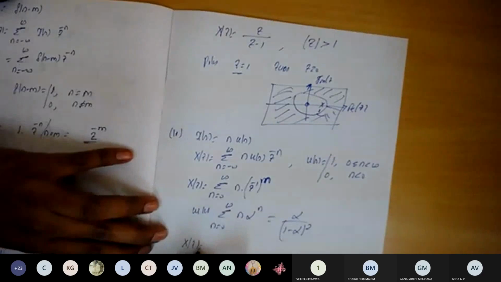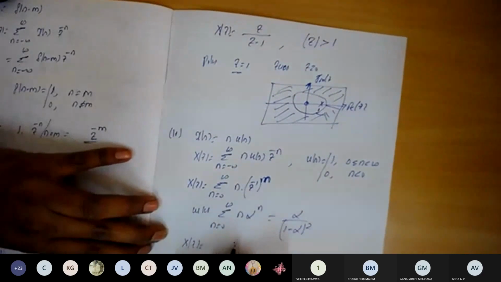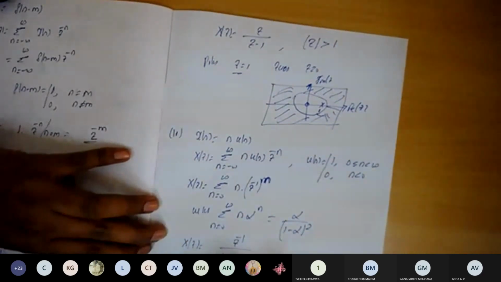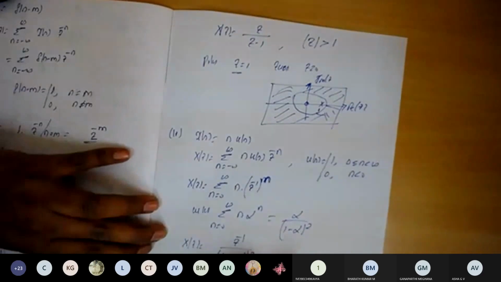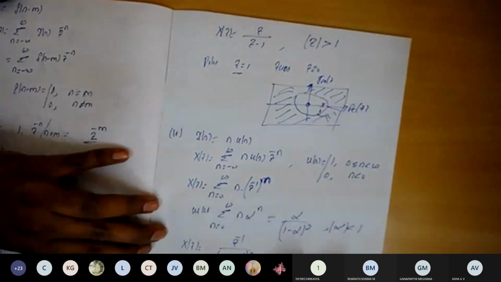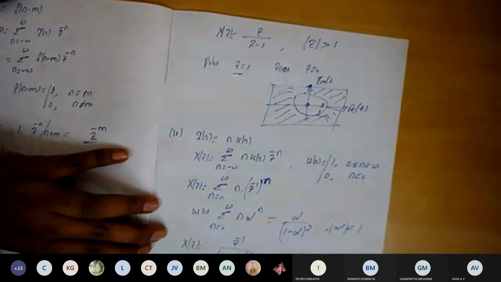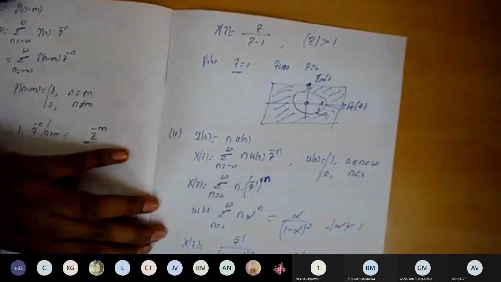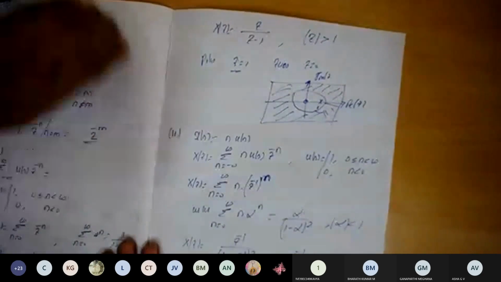So it will become X(z) equals z inverse divided by 1 minus z inverse the whole square, provided alpha should be less than 1. So z inverse should be less than 1, or z should be greater than 1. That is the ROC. z should be greater than 1 is the ROC.